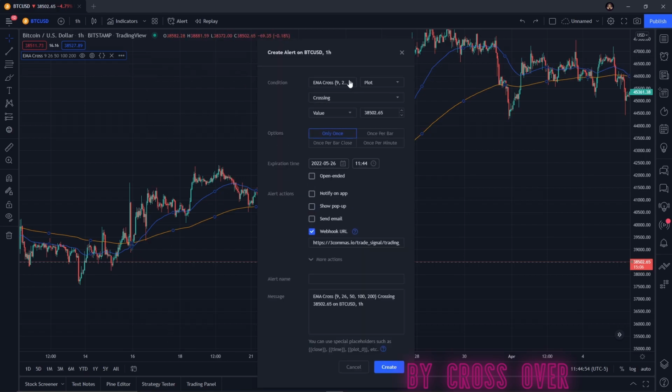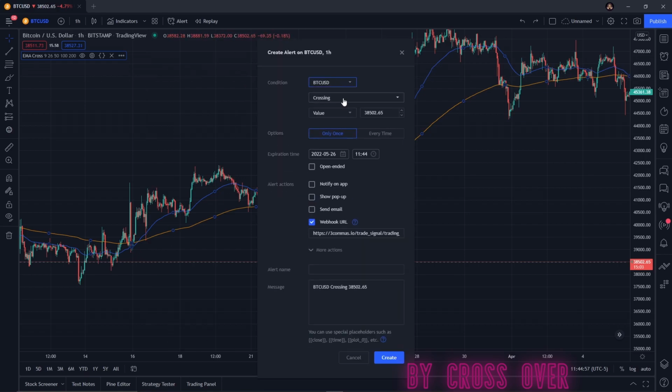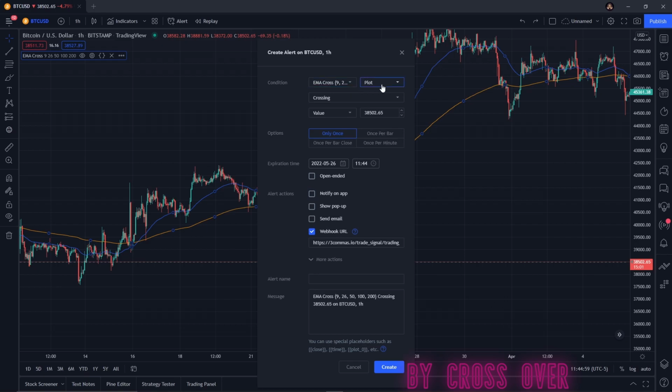add alert, so we can put whatever value we'd like. This would be our first plot, which is 9, 26, 50, 100, 200. So I could put plot here for 50, value crossing. Now I can do up or down. So if I just press crossing, that means I would get an alert every time that these crossed on this time frame. And since we're observing the 1 hour time frame, it means every time that they crossed on the 1 hour time frame, I would get an alert.